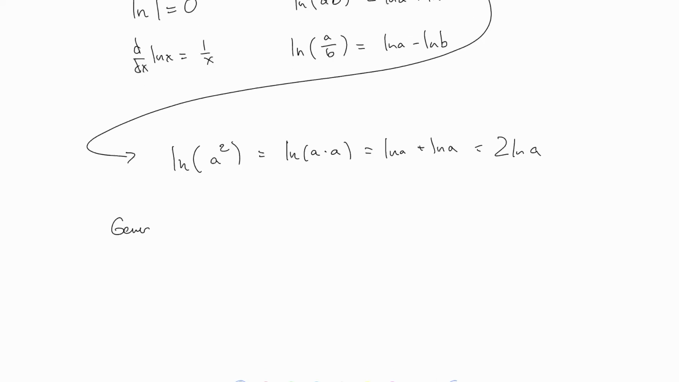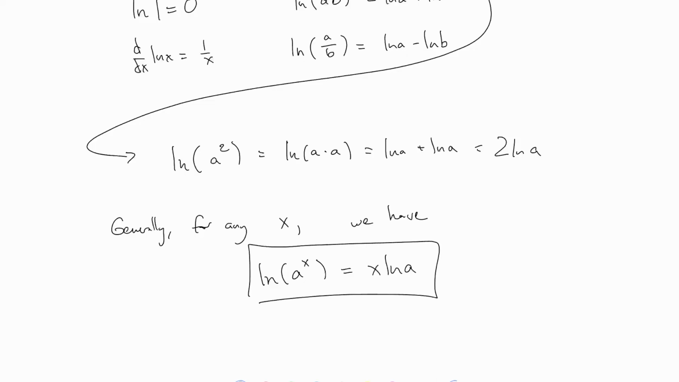So generally speaking, for any x, we have this rule. The natural log of a to the x is x ln a. All right, this is a super important property of the natural log.